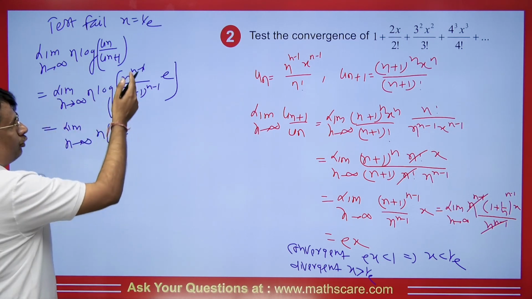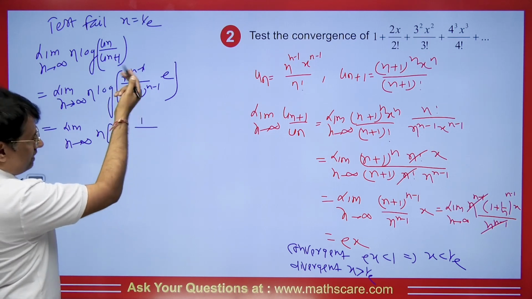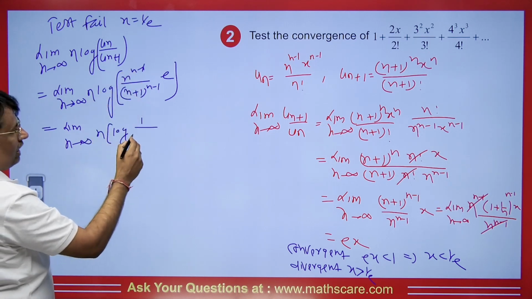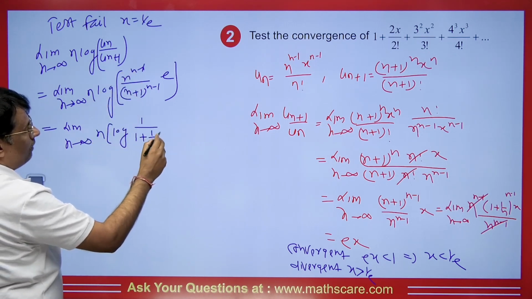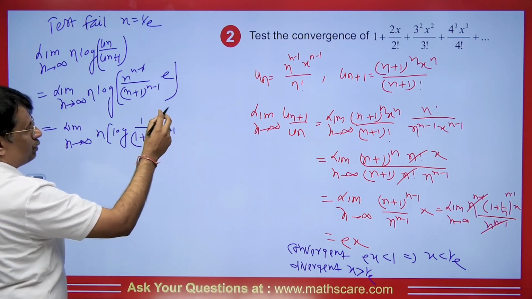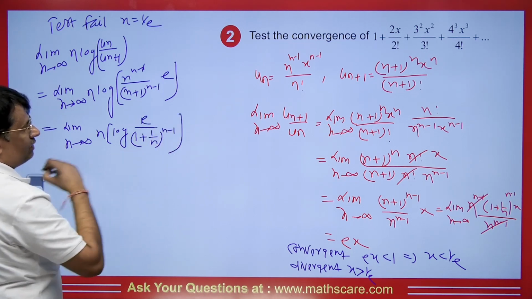So students, we will write 1 upon. When I take this n in common, I will get 1 plus 1 upon n whole raised to the power of n minus 1, right? And we have this e in the numerator. We will let it remain here only.